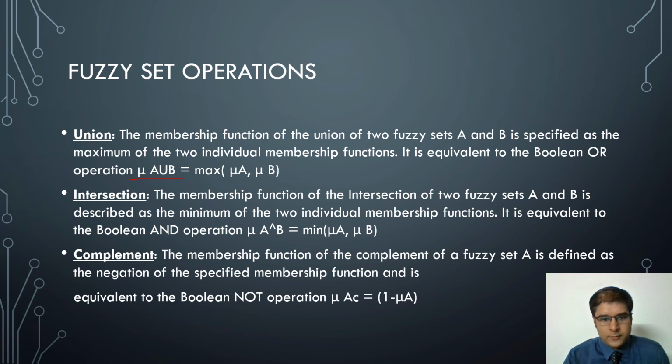μA ∪ B is equal to max of μA or μB. The membership function of the intersection of two fuzzy sets A and B is described as the minimum of the two individual membership functions. It is equivalent to the Boolean AND operation. μA ∩ B is equal to minimum of μA and μB.